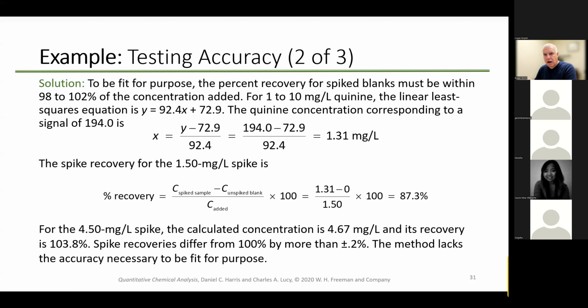So this method is not suitable using this linear calibration, right? And again, the 4.67 concentration, that's 103.8% spike recovery. So that's above the maximum. This is way below, that's above the maximum. So this method lacks the necessary accuracy, right?